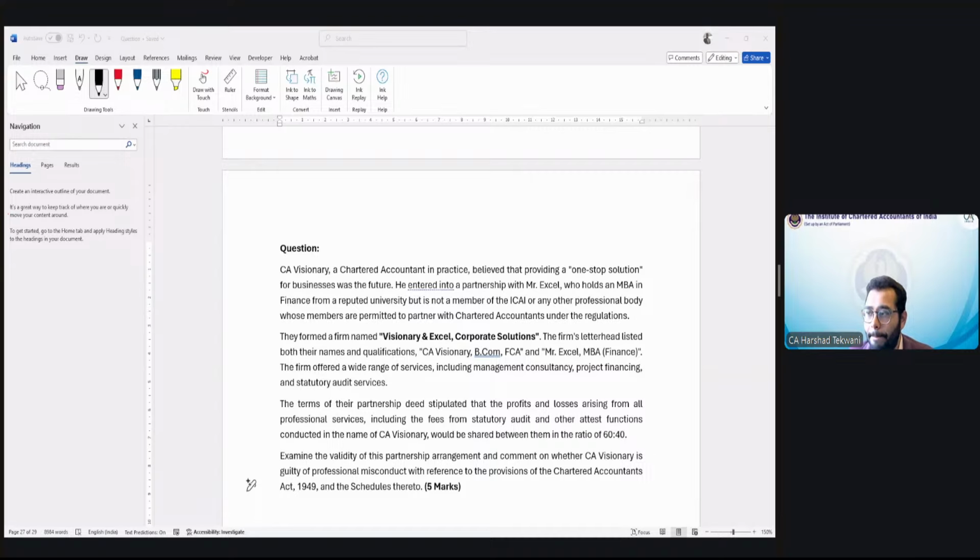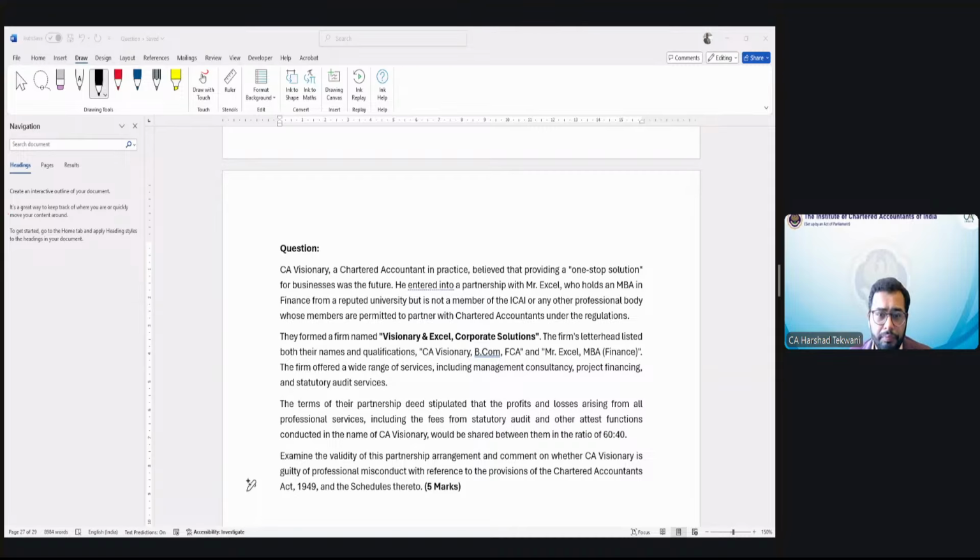Okay, tell me. So what do you think in this scenario? Sir, in this case, clause 4 will attract, sir. Actually, as per the regulation 53A, the prescribed MBA is prescribed to have a partnership.